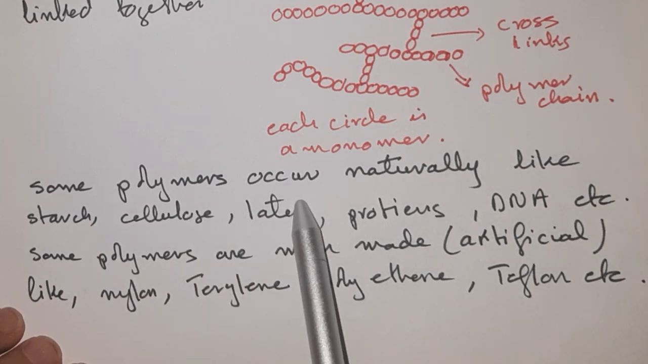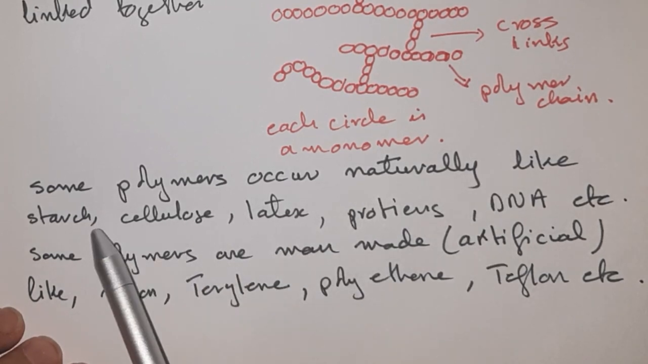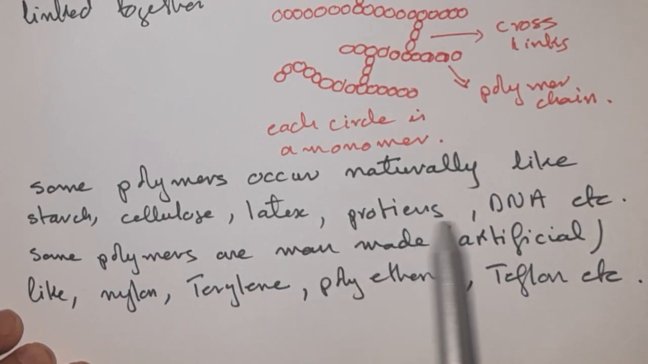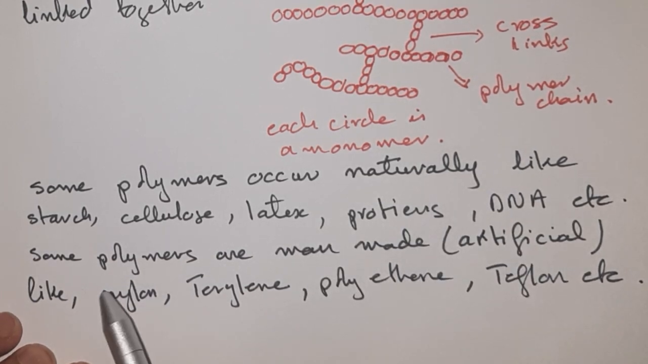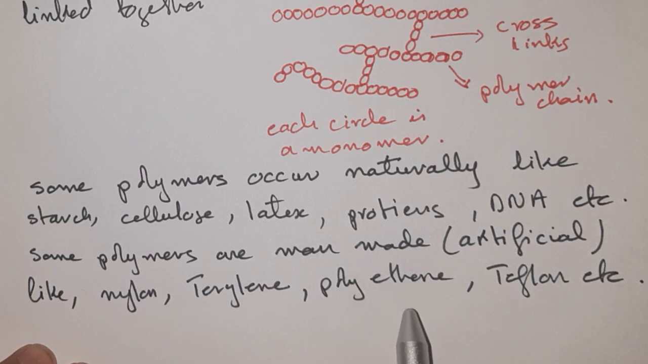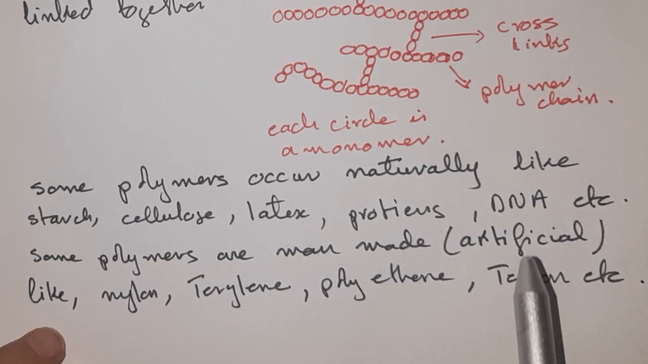Some polymers occur naturally like starch, cellulose, latex, proteins, DNA, etc. Some polymers are man-made, that is artificial, like nylon, terylene, polyethylene, Teflon, etc.